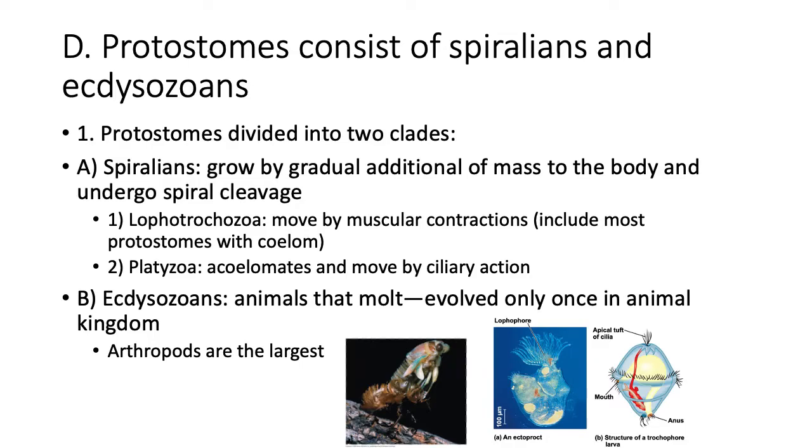Lots of big words in this chapter, Lophotrochozoa. Some basic characteristics of Lophotrochozoans: they move by muscular contractions. They also have something called a lophophore, and we'll talk more about these in depth in the next section, it's coming up here soon. Platyzoans don't have a body cavity, and they move by ciliary action.